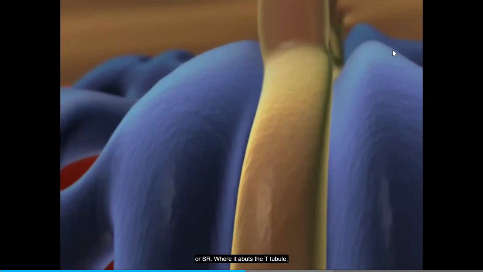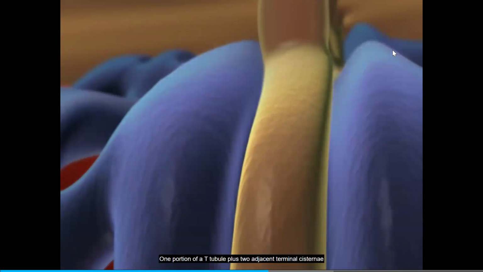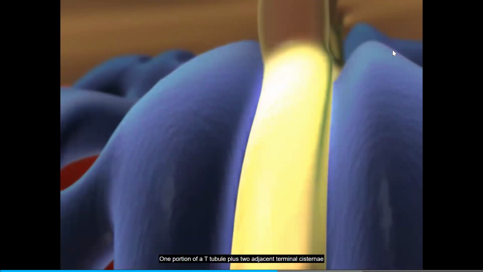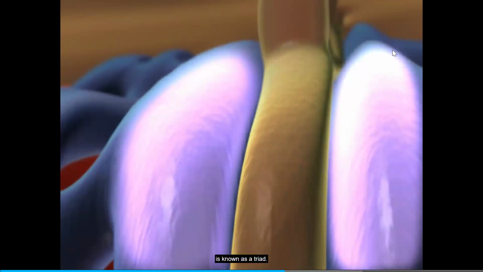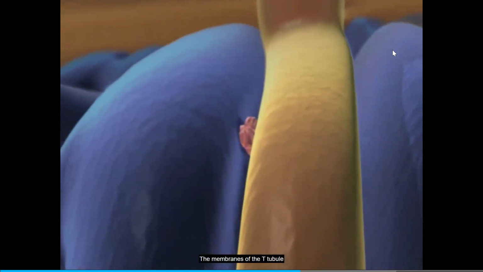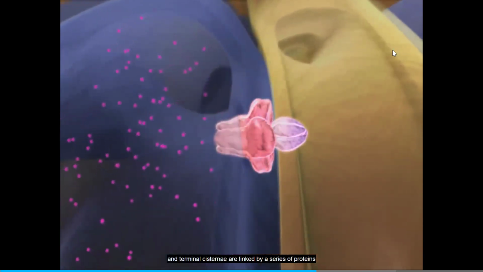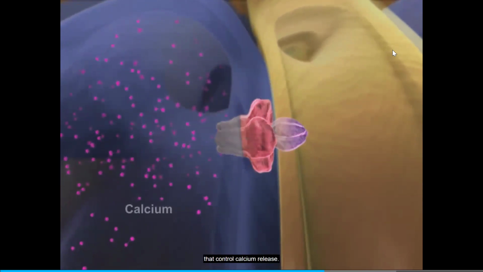Where it abuts the T-tubule, the SR forms sac-like bulges called terminal cisternae. One portion of a T-tubule plus two adjacent terminal cisternae is known as a triad. The membranes of the T-tubule and terminal cisternae are linked by a series of proteins that control calcium release.